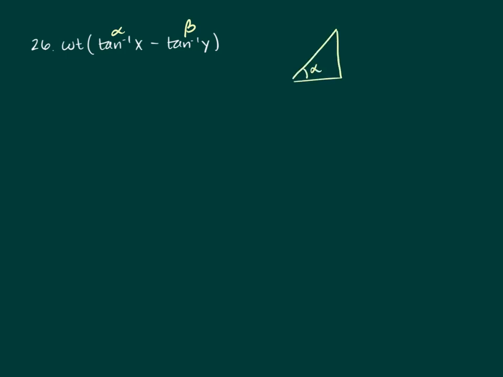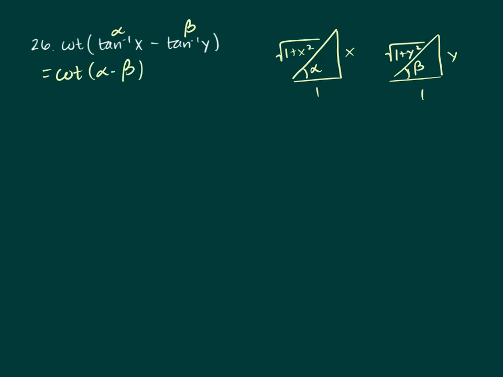So I've got alpha and beta. Both these triangles are in quadrant 1 because both values are positive, x and y. I've got opposite over adjacent for each. So I'm going to fill that in accordingly, and then fill in my hypotenuse using Pythagorean theorem, like so. So then I'm going to rewrite what we're looking for as cotangent of alpha minus beta.